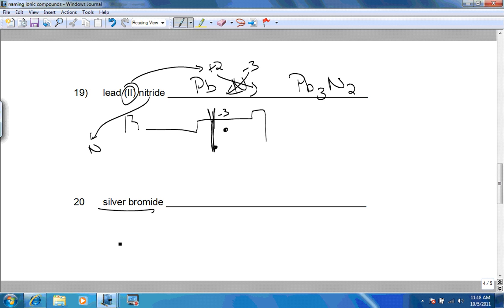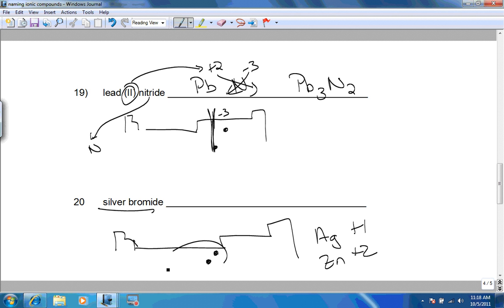And finally we have silver bromide. Silver is here on the periodic table. Even though it's in the transition metal area where the charges change, it's one of the two that don't change. Silver is always a +1. Zinc, which is right here, is always a +2. Even though those are in the transition metal areas, they don't change, and so they don't bother writing a Roman numeral there. So silver is a +1. Bromine is right here, and it's a -1. So we crisscross those, and it becomes Ag1 Br1, or just AgBr. And that is the end of the naming ionic compounds worksheet.